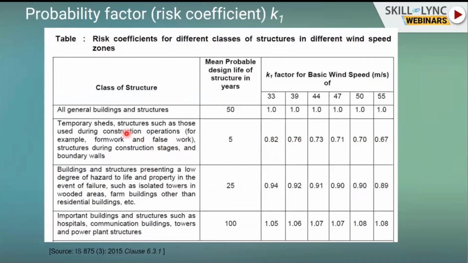If you are designing a temporary site, or an important building, your factor changes, and so does the design life of the structure, whether it is a temporary site or an important building with a 100-year life. You have different basic wind speed K1 factors that you can use. If you are designing a very important building with a high wind speed, then you have a higher factor. But if you are designing a temporary site in a very low wind speed area, then you have a lower factor, in case you are reducing your design wind speed.